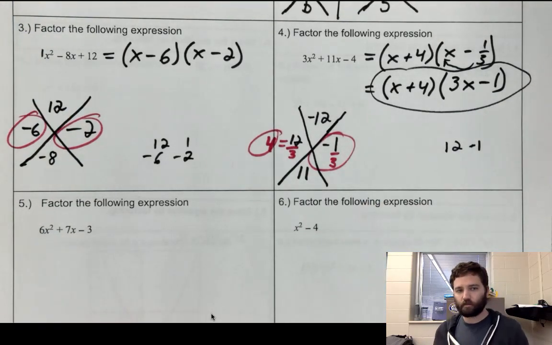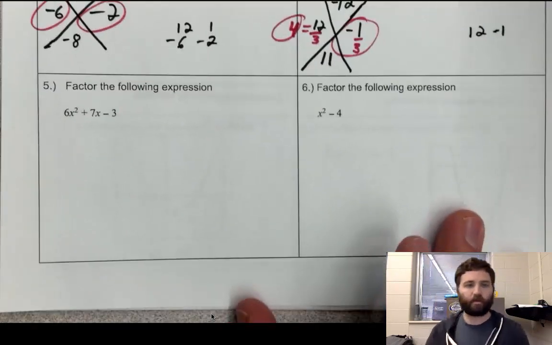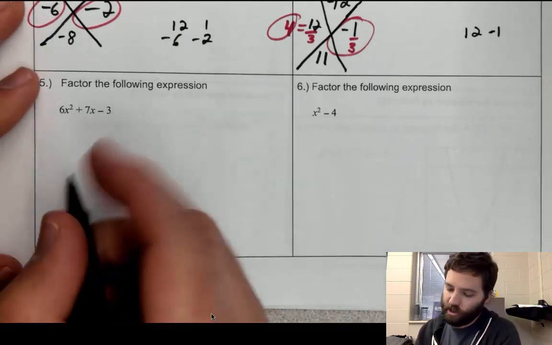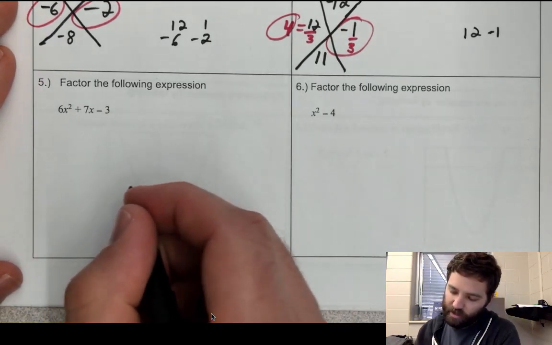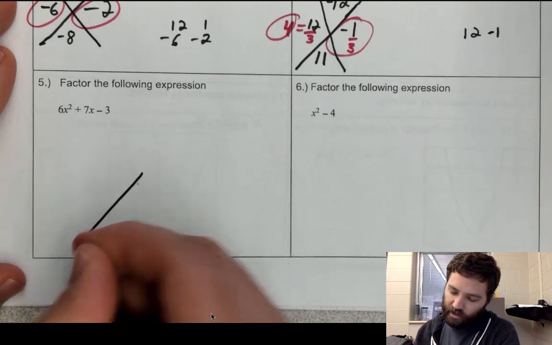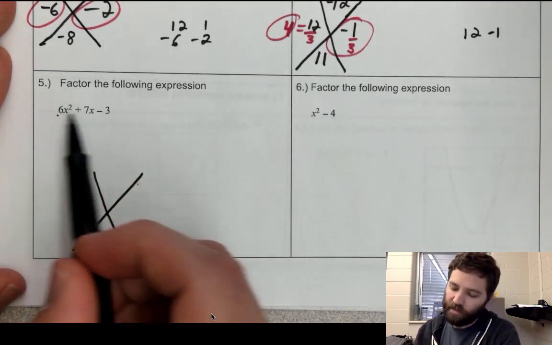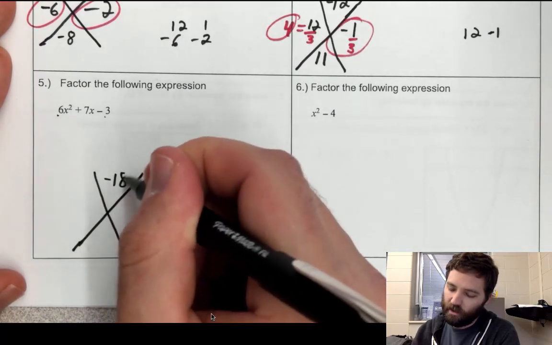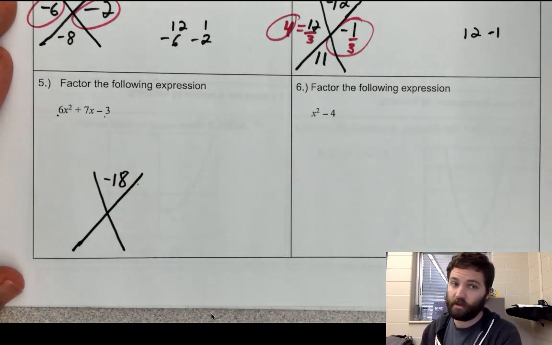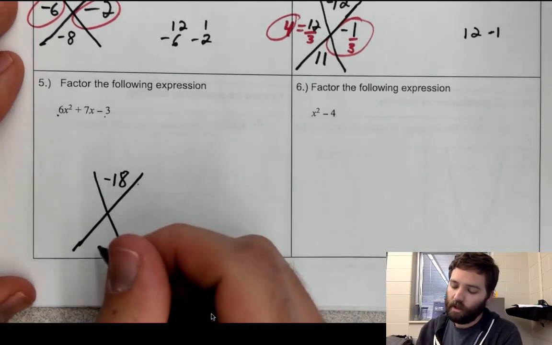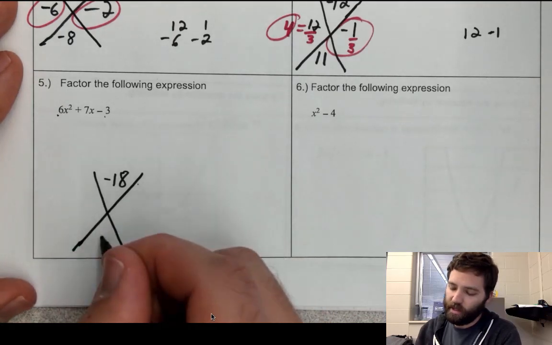Okay. All right, let's move on and do another one here. So factor the following expression. Again, I'm setting up the magic x. I am predicting that since a is not 1, I'm going to need some space here. So a times c, it's negative 18. Again, you should give this a try first. See how you do. All right, so I got negative 18, and then b is 7.